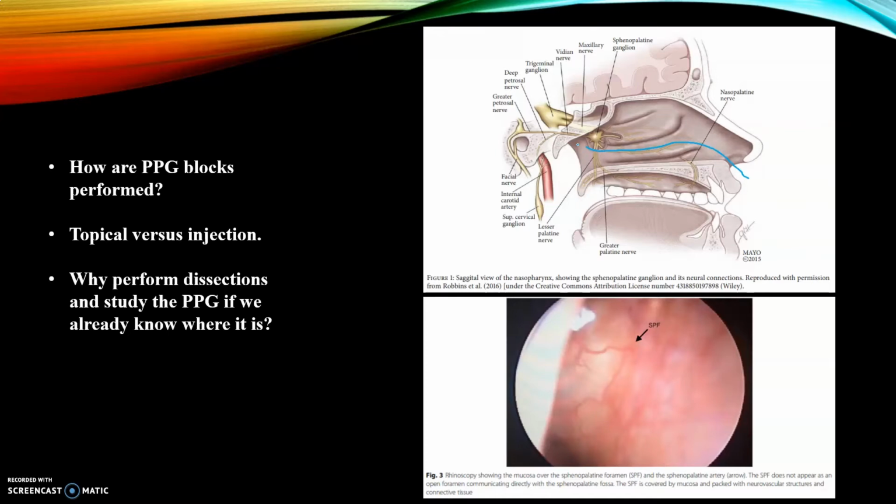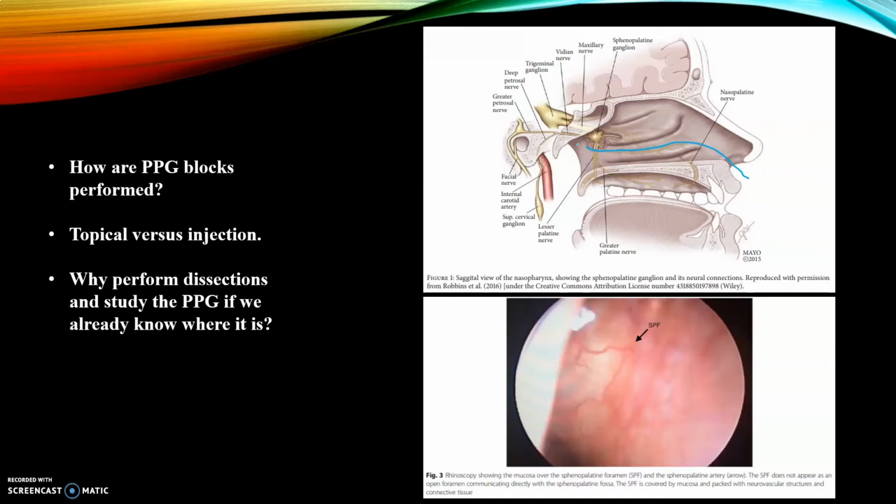Other block methods have been utilized. Injections, so either inserting a bent needle into the central sinus, so a transnasal injection, has been used. They can also gain access externally with what is called the infrazygomatic approach, where the needle is advanced from a posterior and inferior angle through the cheek and into the ganglion from the outside.